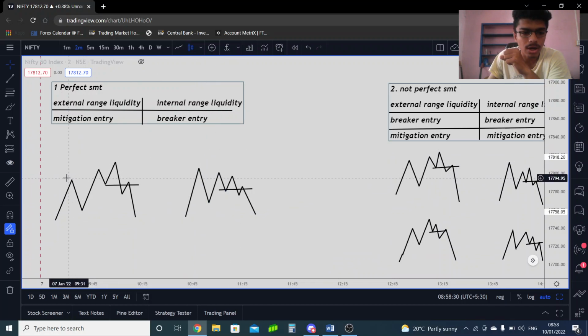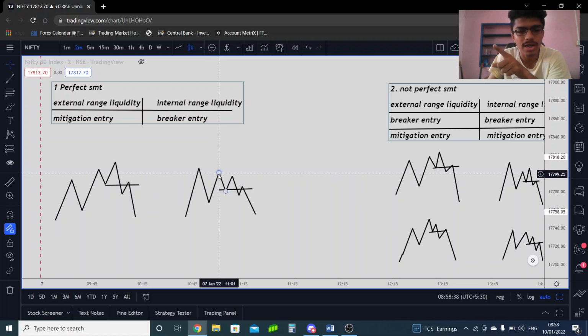On the second leg, one pair is going to give you a breaker entry, and on the second pair, on the second leg, you are going to get a mitigation entry. Understanding external range liquidity, internal range liquidity, mitigation entry, and breaker entry, we have four different elements in a perfect SMT.